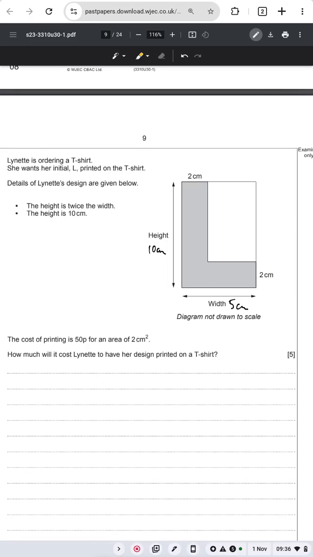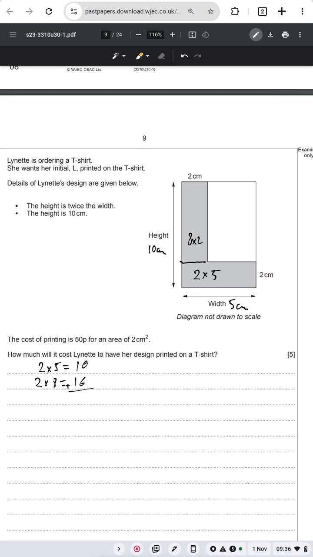The cost of printing is 50p for an area of 2 centimetres squared. How much will it cost Lynette to have her design printed on the t-shirt? So we can split this down into two shapes. So I'm going to put a line there. So this is going to be 5 times 2, and this is going to be 8 times 2. So 5 times 2 is equal to 10. 2 times 8 is equal to 16.